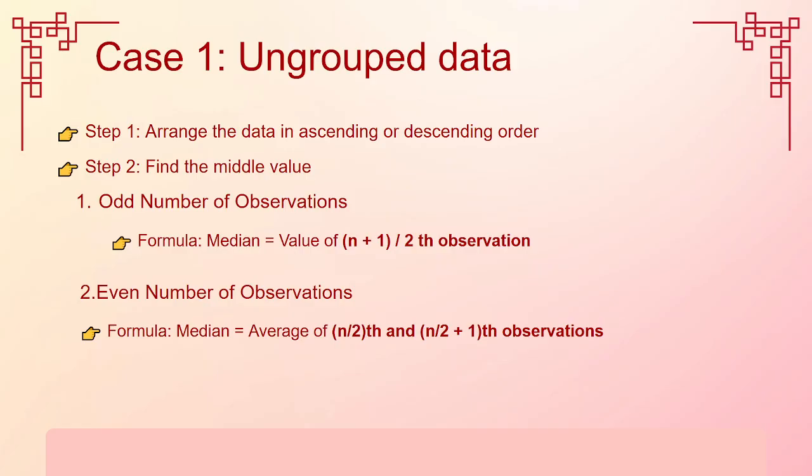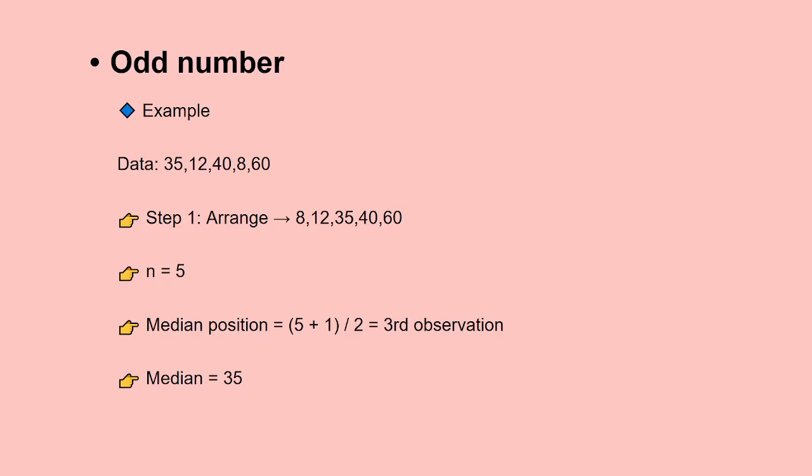Let's see one example. The data is given, that is 35, 12, 48, 6. Now the first step is arranging them in ascending order. That is 8, 12, 35, 40, 60. So the number of observations is 5. So the median position is the (n plus 1) by 2th observation, that is (5 plus 1) by 2, that is the third observation. So here the third observation is 35.